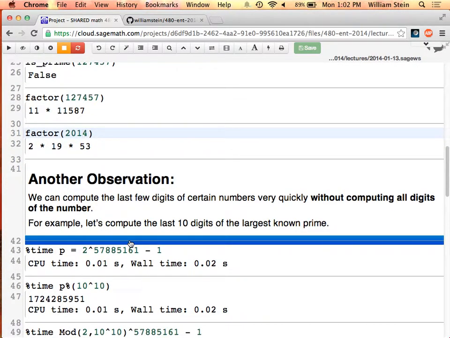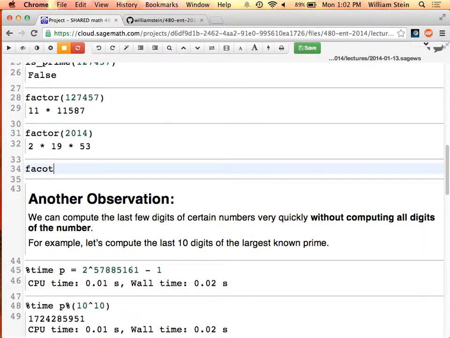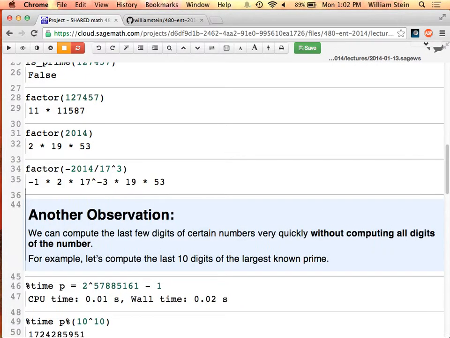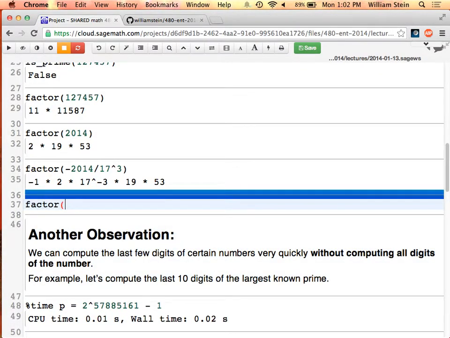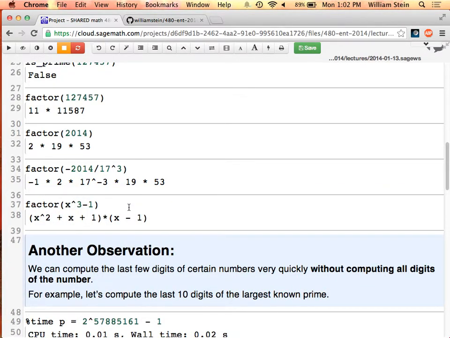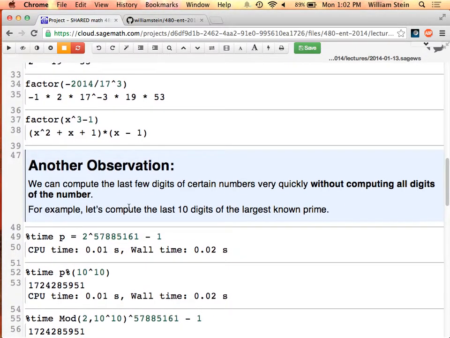Okay, any other questions? And by the way, you can factor lots of things. Like, of course, you can factor integers. You can factor negative rational numbers. Maybe not very impressive, but you can do it. You can factor polynomials. I guess that would be, well, x cubed minus 1. So factor works on many things. Okay, so now let's move on to groups, rings, and fields. Don't really need this anymore.